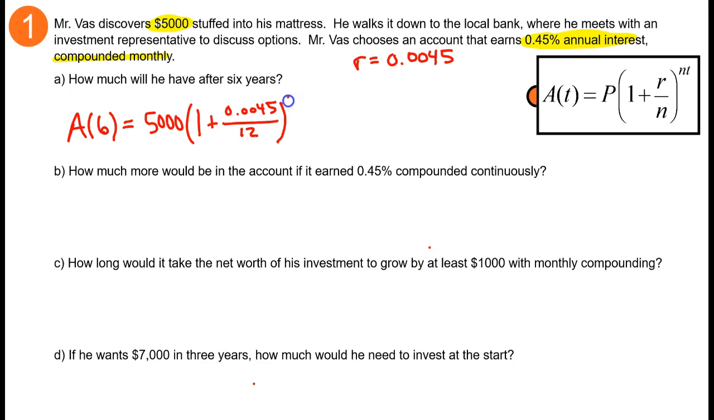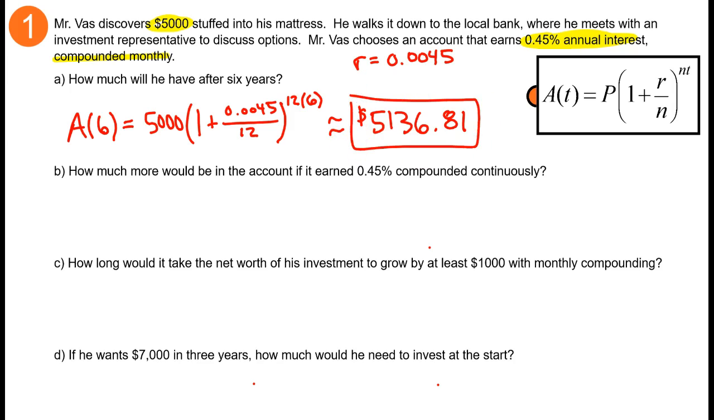We have n is 12 because we're compounding 12 times per year, and our t is 6 for 6 years. After you run this through your calculator, you'll get an amount of $5,136.81.